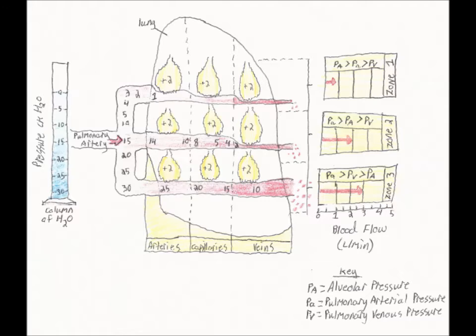Because the arterial pressure and the venous pressure both increase equally downward in zone 3, so from the top in each column down, the pressures, like I said, begin to increase. So the arterial-venous pressure difference, and therefore blood flow, is essentially the same throughout zone 3.